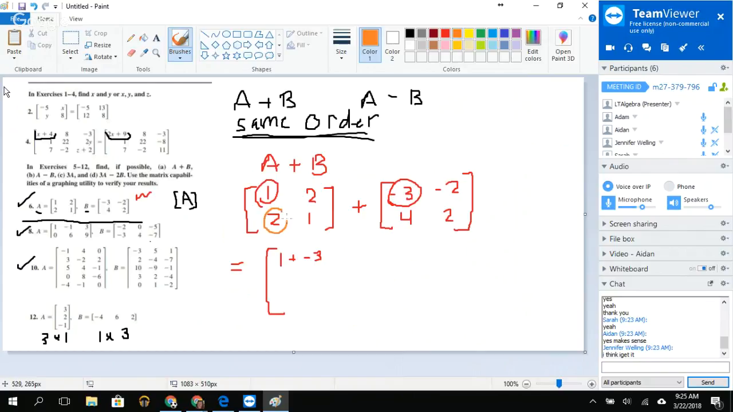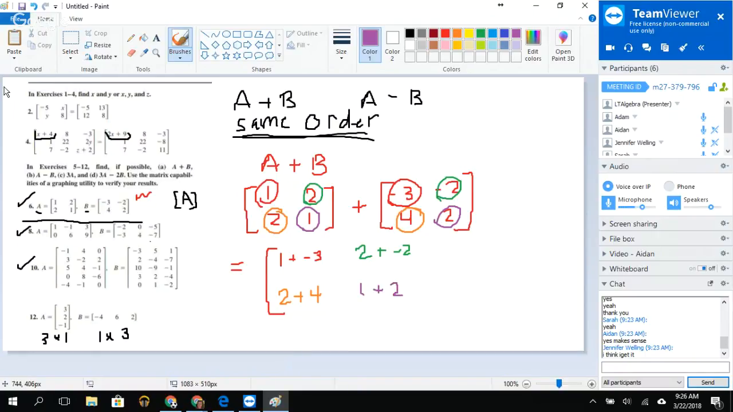Second row, first column is going to be 2 plus 4. The first row, second column is going to be 2 plus negative 2. And the second row, second column is going to be 1 plus 2.